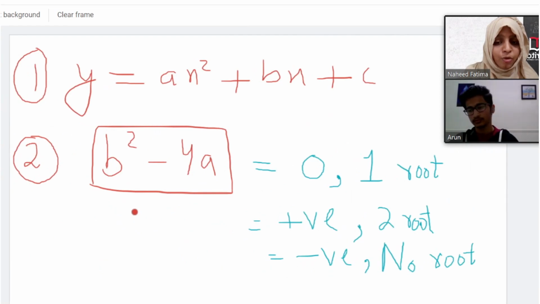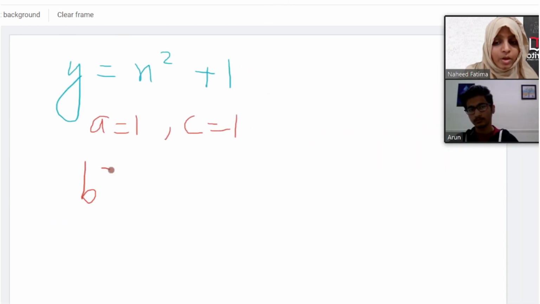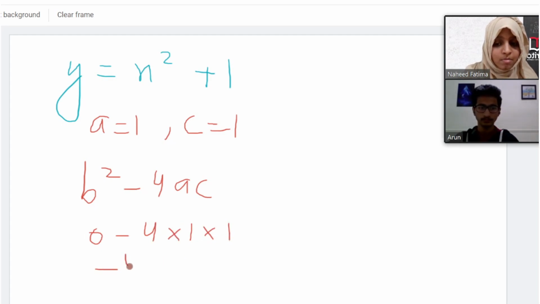Now I told you the formula to check root: b square minus 4ac. There's no b, so it will be 0 minus 4, a is 1, c is also 1. So you are getting the answer as -4. So according to our rule, it says it will have no root. Let's check.